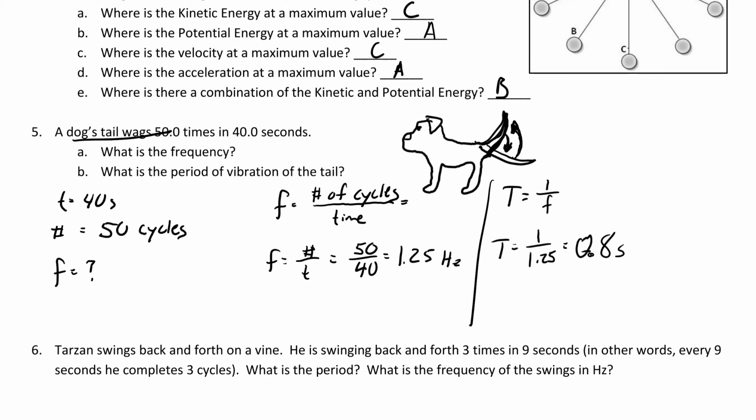So what does that mean? For the period, it takes 0.8 seconds. You could time it. It takes 0.8 seconds for that dog's tail to go back and forth and back to the starting position. So one full cycle, 0.8 seconds. And if you were also timing it and you counted up the number of cycles that the dog could do in 1 second, the dog could do 1.25 wags. So it'll do a full wag and then a quarter of a wag in 1 second. That's what the frequency means. 1.25 inverse seconds, 1.25 hertz.